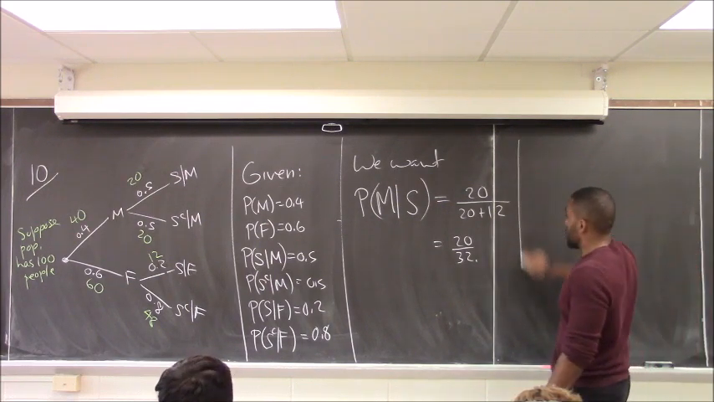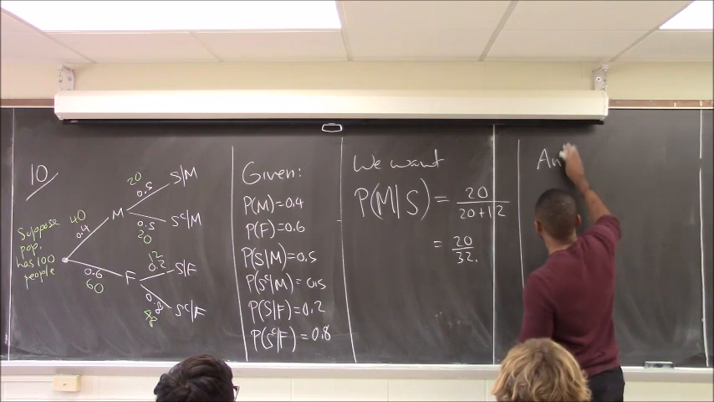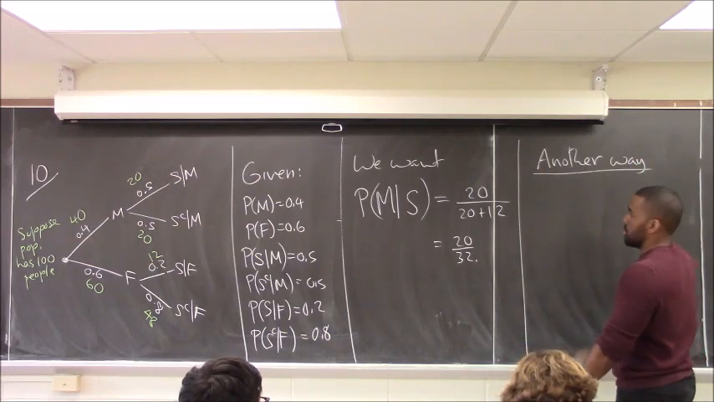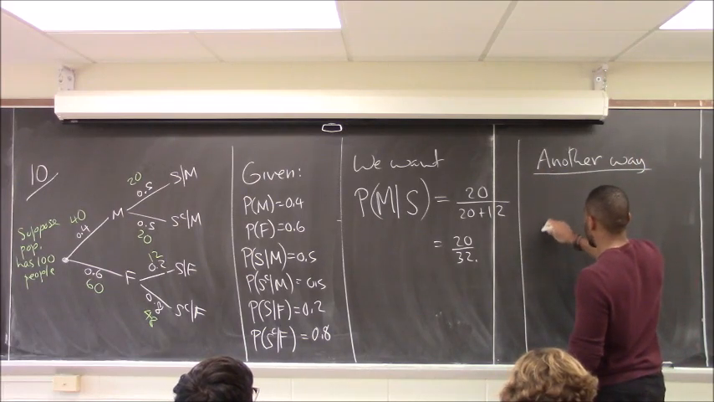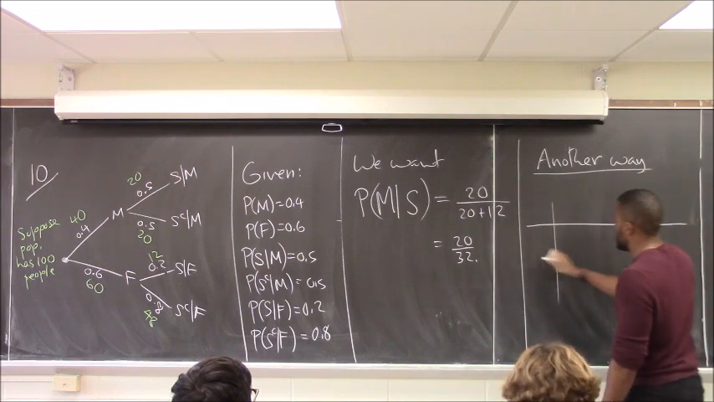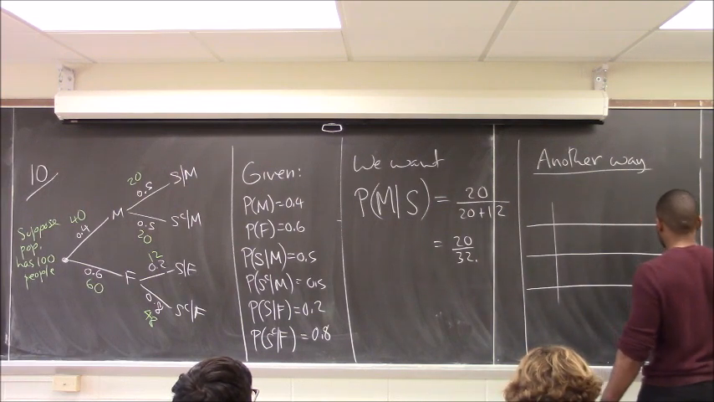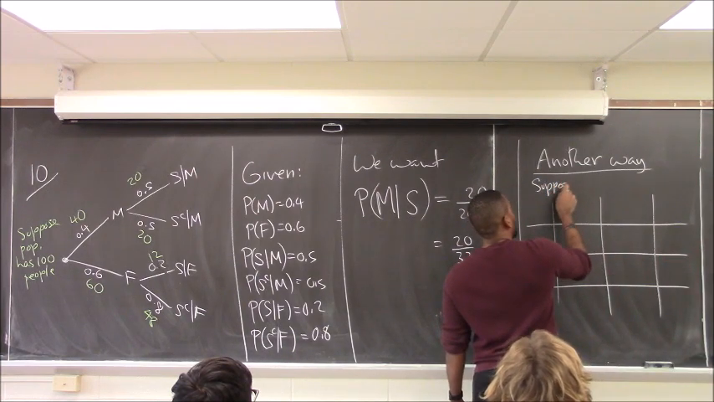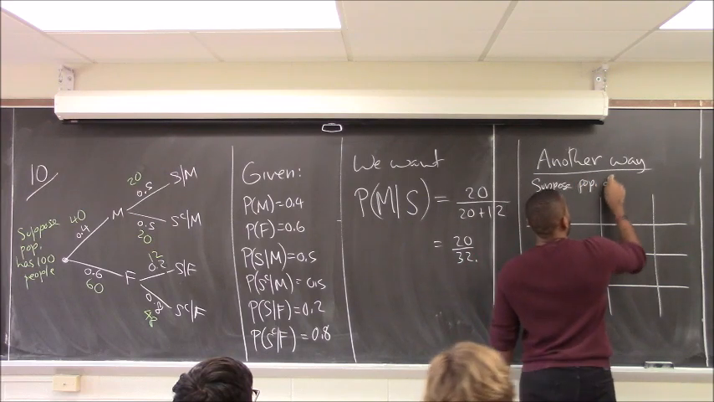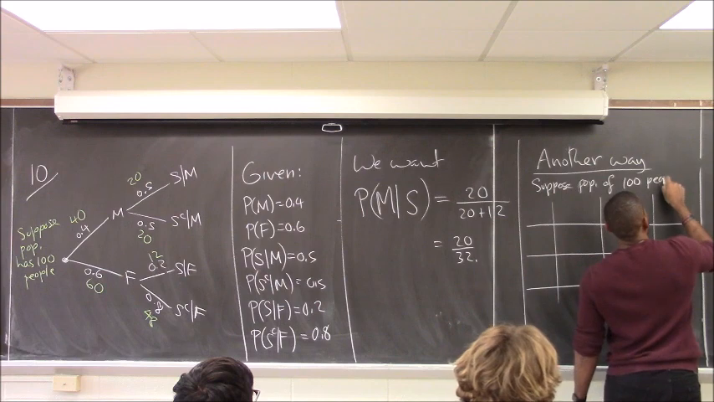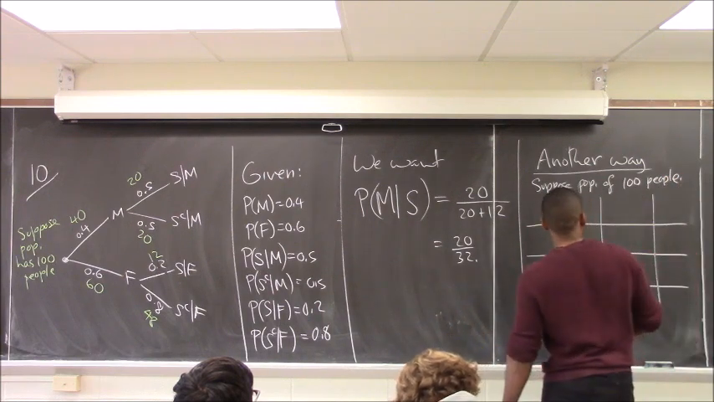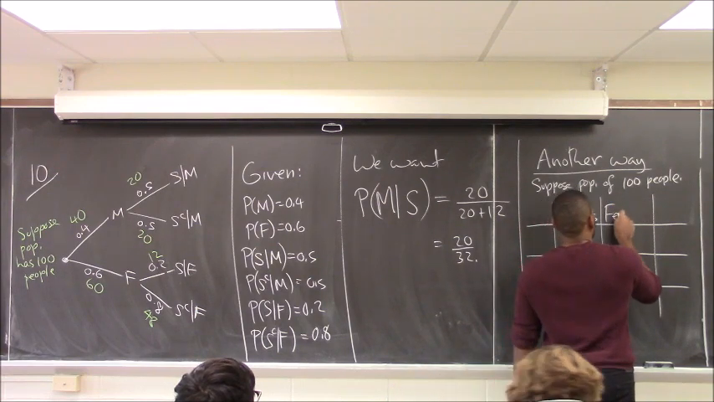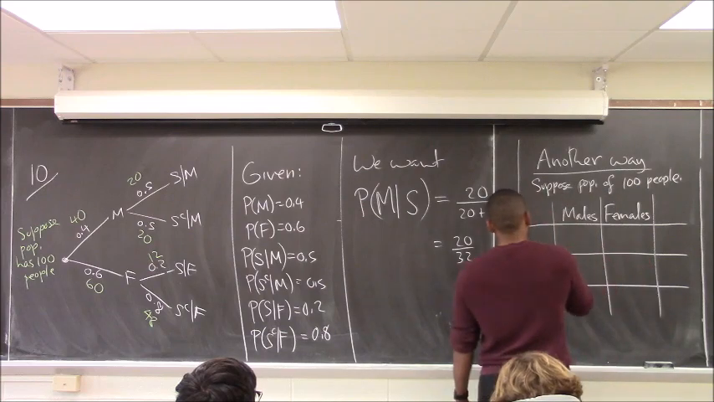That's fine. Here's another way to do it, kind of like what you actually did. But it's very common for this kind of problem for people to use a table. It's very nice when you do it as well. So again, suppose the population is 100. And you're splitting this population in a bunch of ways. First of all, males and females, and smokers and non-smokers.